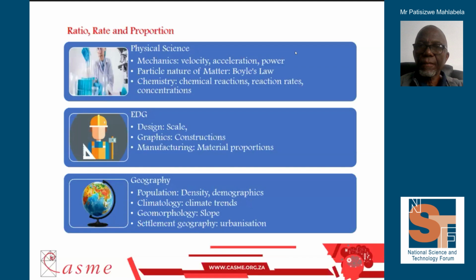If now I'm looking at ratio, rate, and proportion across other STEM subjects, you would find that, for instance, around physical sciences, when you do mechanics, velocity, acceleration, power, all those are rates. Particular nature of matter, when you look around Boyle's law, you've got proportion that is involved. Around chemistry, chemical reactions, how chemical compounds, molecules, atoms react, there is a ratio that is involved. For instance, if hydrogen is reacting with oxygen to form water, the ratio will always be 2 to 1.